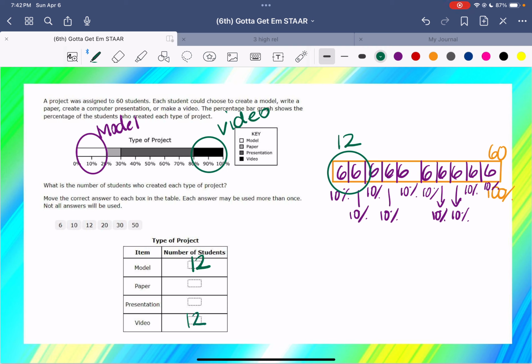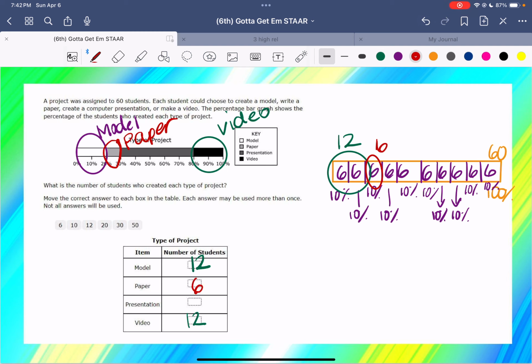Now we're going to figure out the paper, and we know that the paper is only 10%, and we already learned that that's 12. No, not 12, I'm sorry. 6.